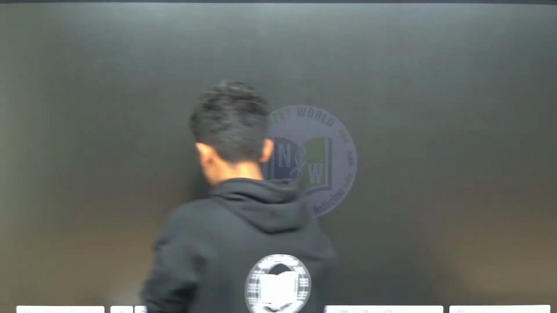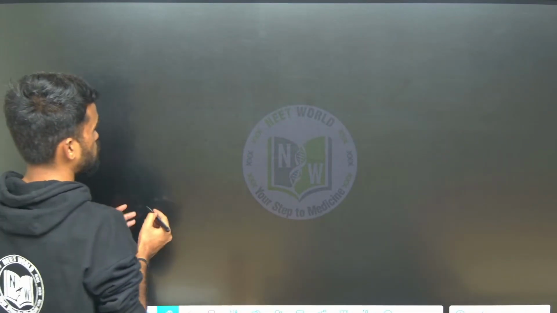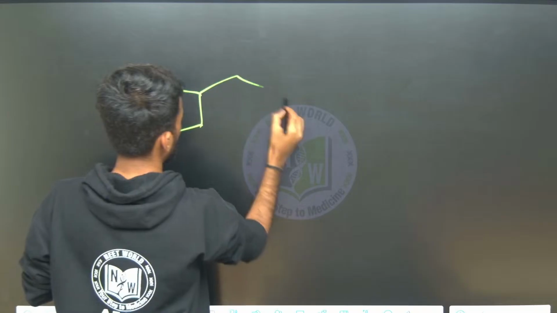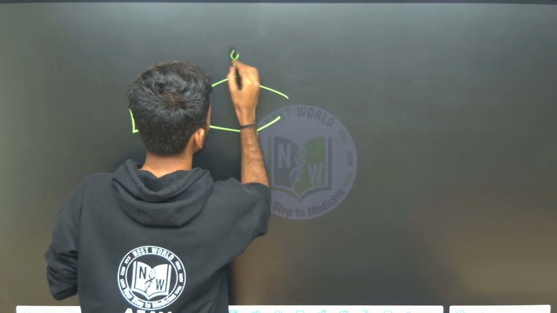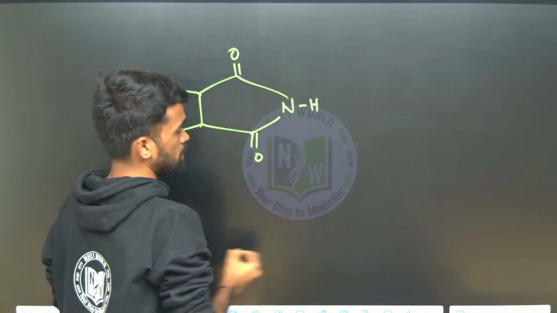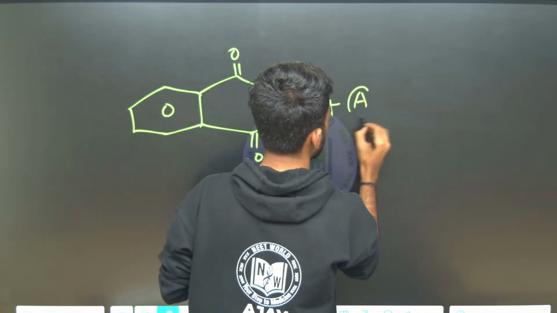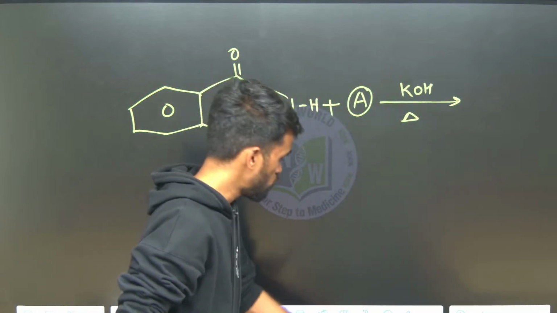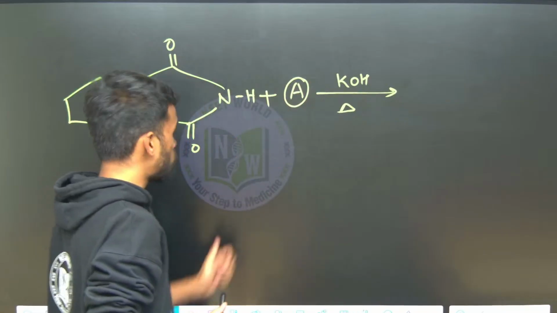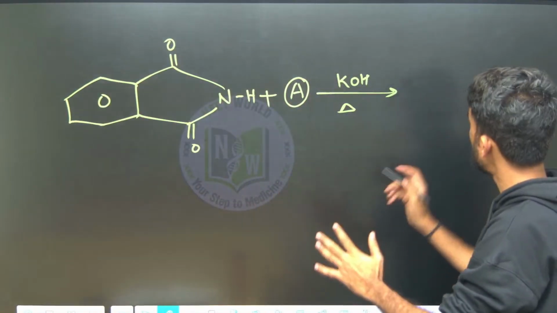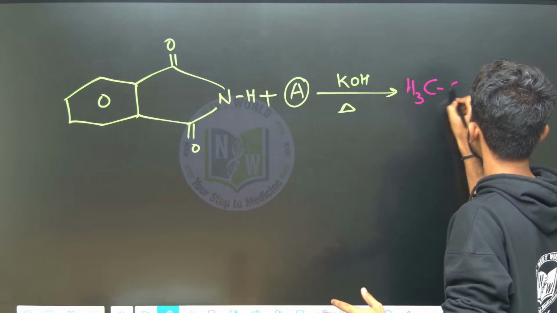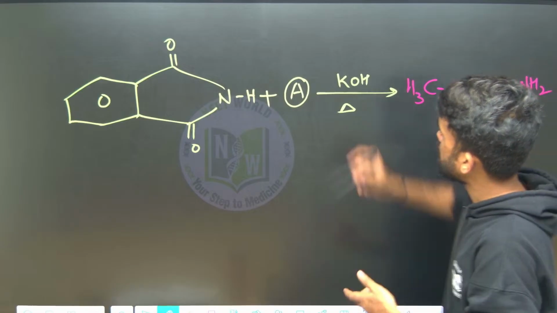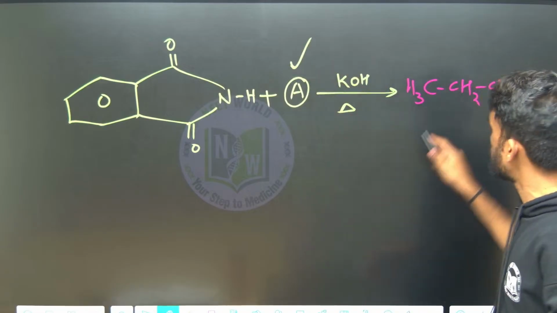Now I just wanted to give you one more question for practice purposes. I have something like this, and I am using some substrate A, and here I am giving KOH and heating conditions. Now what is our A for preparation of CH3, CH2, CH2, NH2? I want to prepare this. Tell me what is the suitable substrate A for preparation of this.